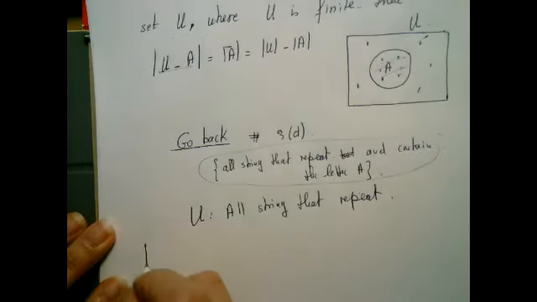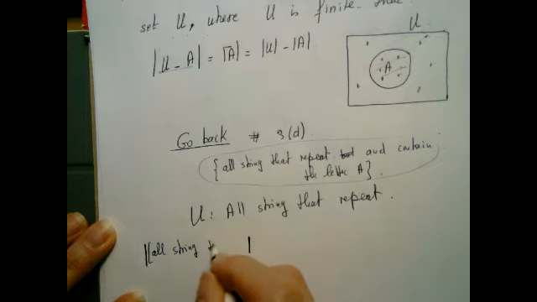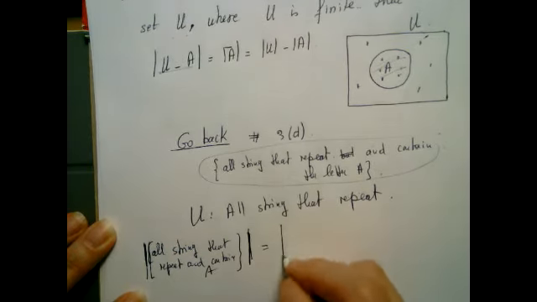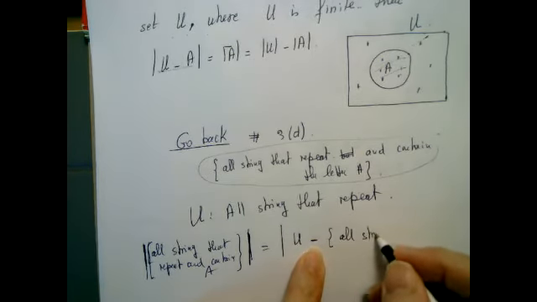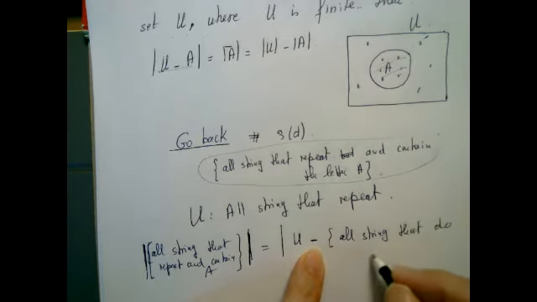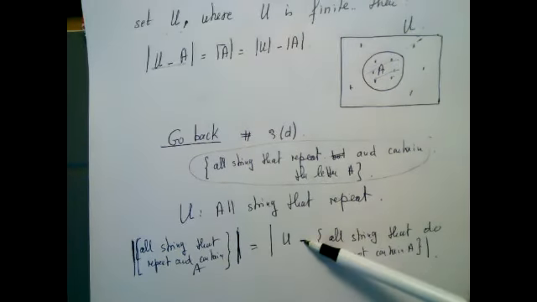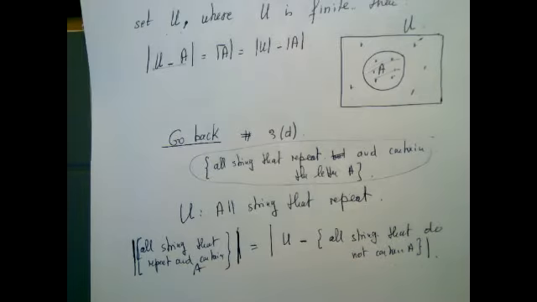So let me write this in a correct way. I'm going to write the following: all strings that repeat and contain A. So this set is nothing more than all the strings, you take away from it those that do not contain A. All strings that repeat, of course, that do not contain A. Okay, so if I take every string, I take away from it those that don't contain A, I'm left with those that contain A. So I'm really looking at the complement this time because the complement is easy to compute.